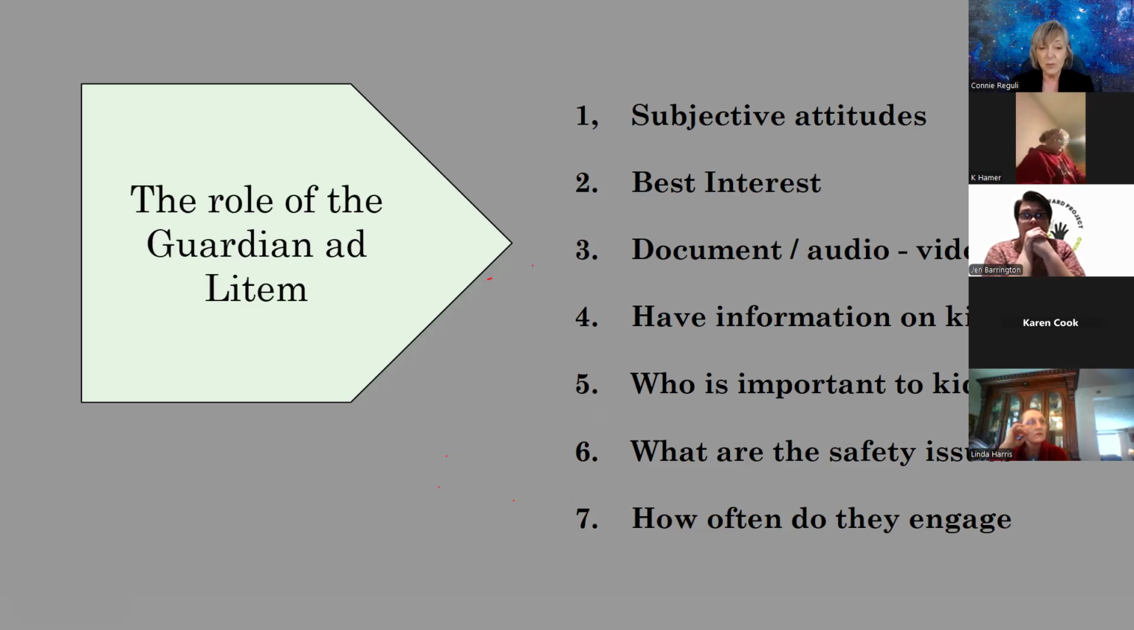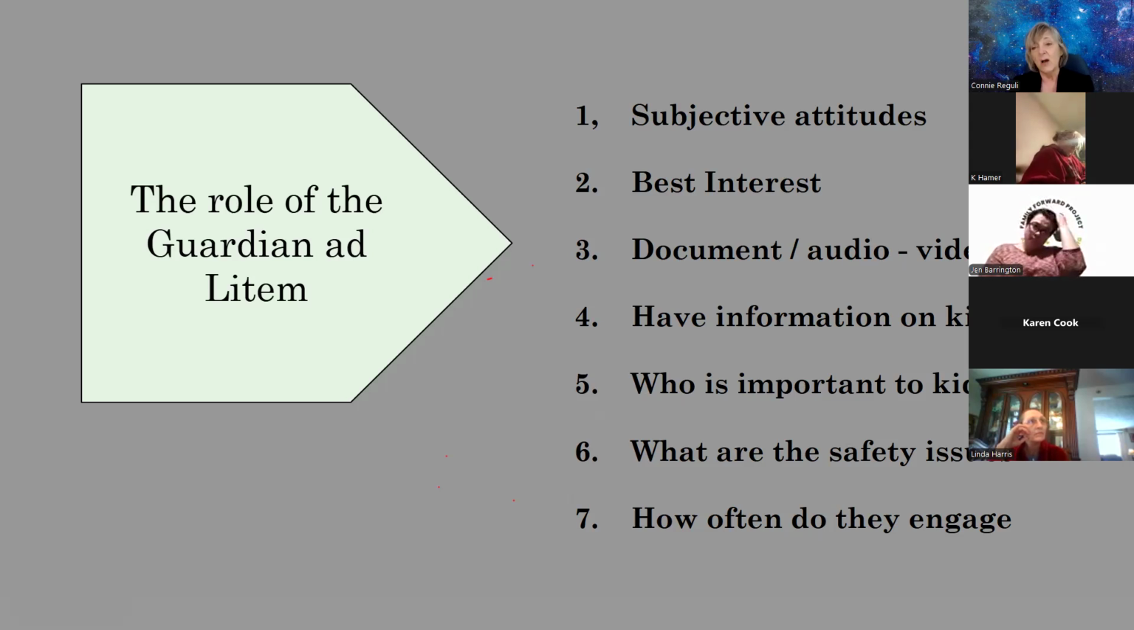The best interest is the standard. The guardian ad litem is supposed to apply the best interest standard. But the truth of the matter is, for most people, that is just kind of an illusory thing. They're supposed to look at certain factors like who cares for the child, who provides food for the child, who the child is emotionally bonded to, et cetera. But rarely do they do that. It ends up drifting downhill to this very subjective attitude.